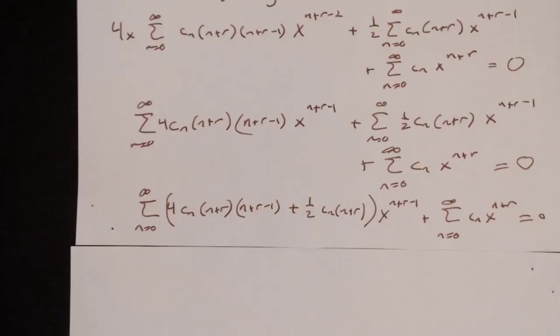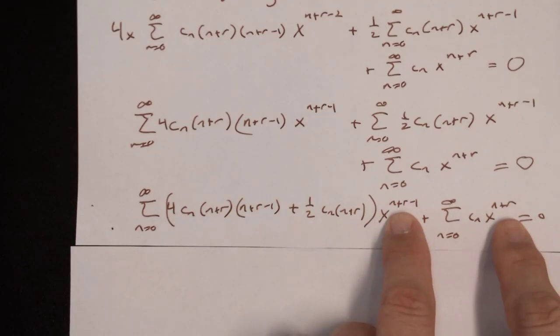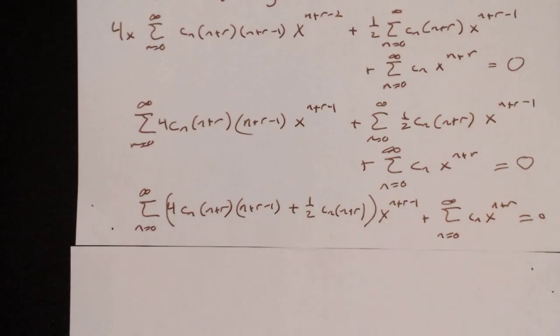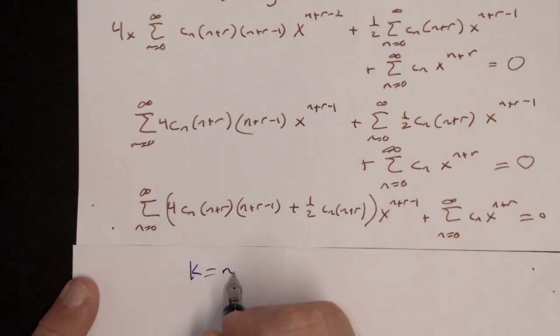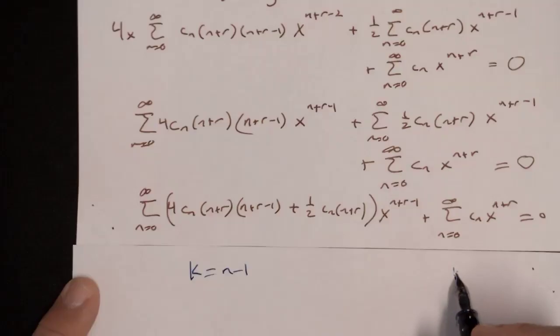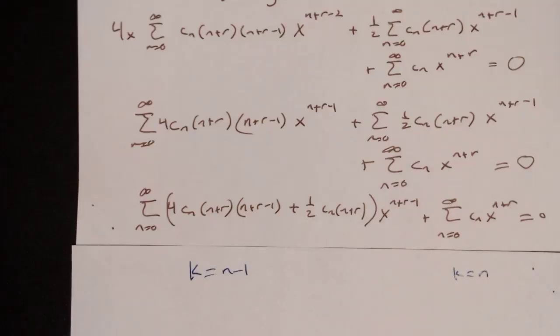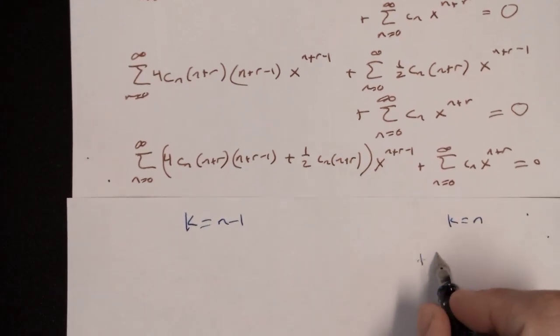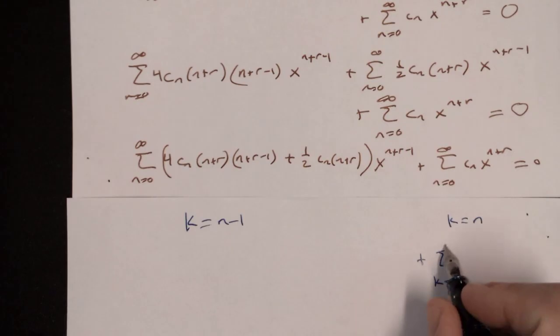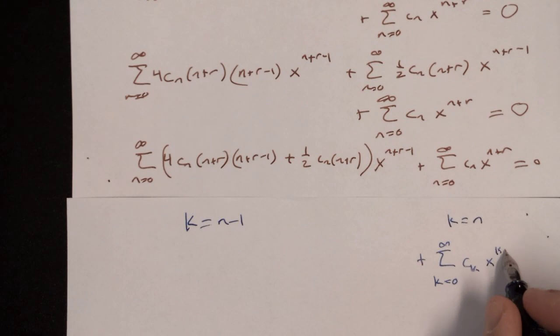I'm going to take the left sum, and I want to switch it so that this matches this. Really, I want the k to be n minus 1. Then this side will become k plus r. And here, I'll just change the letter to be k. So here, in this left sum, I'm going to let k be n minus 1. And in the right sum, I'm just going to change the letter. So what happens in the right sum is it just becomes k equals 0 to infinity, ck x to the k plus r.